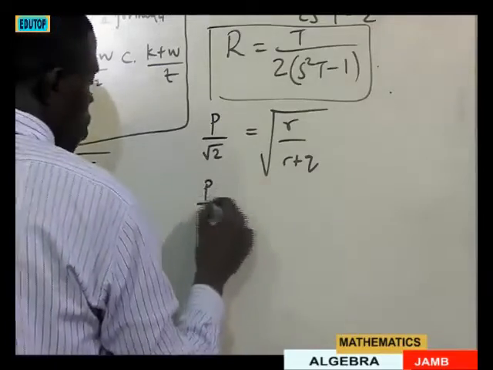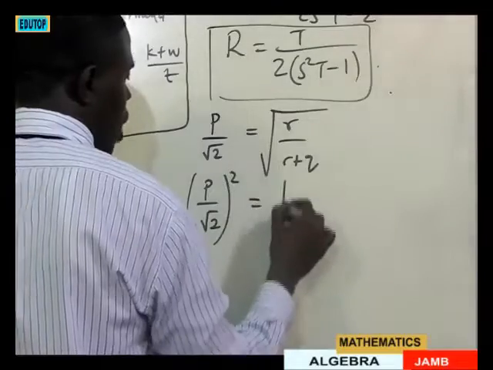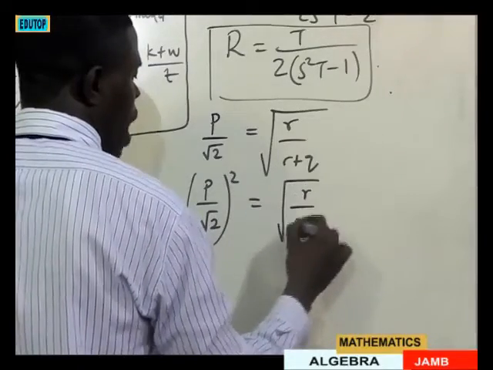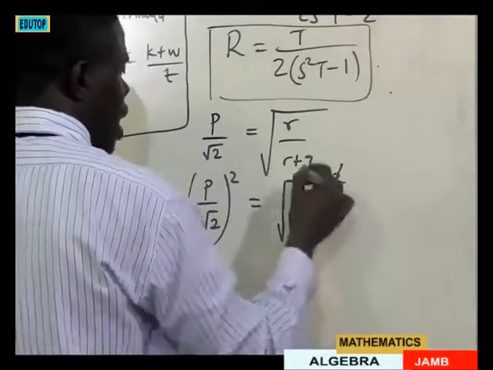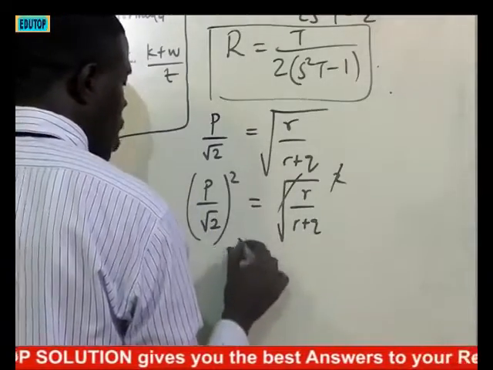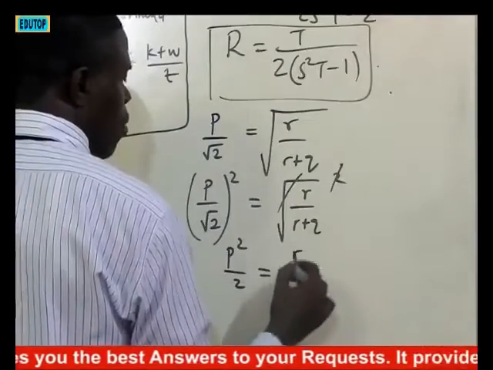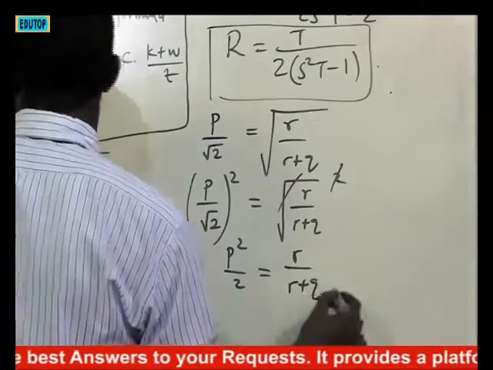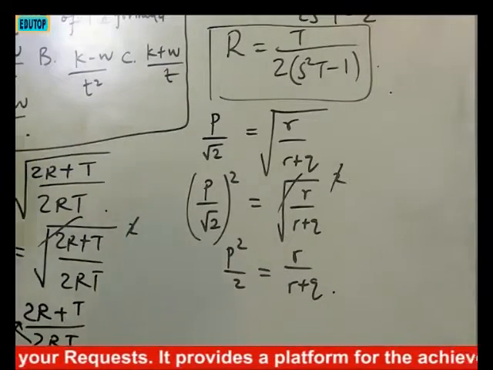So p over root 2 all squared equals the square root of r over r plus q, squared. Automatically this square cancels the square root, and this one becomes p squared over 2 equals r over r plus q. Our interest is to look for r, so we make r the subject of the formula.